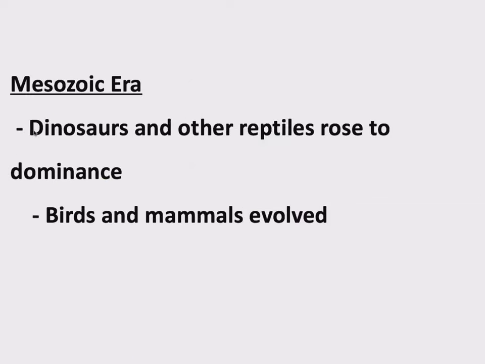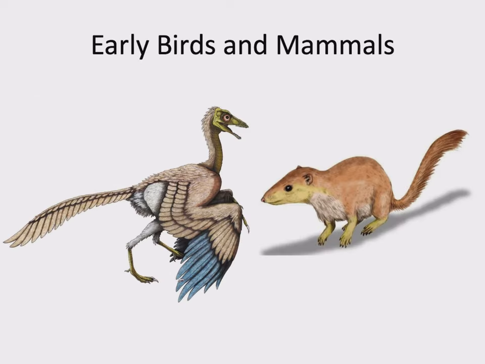So also in the Mesozoic era, we saw dinosaurs and reptiles taking over the world. But we also saw within this era birds and mammals. At this point, mammals were mostly small, nocturnal, insectivorous, not as dominant as dinosaurs were, and birds very similarly, occupying these huge niches in the land, the air, and the sea.